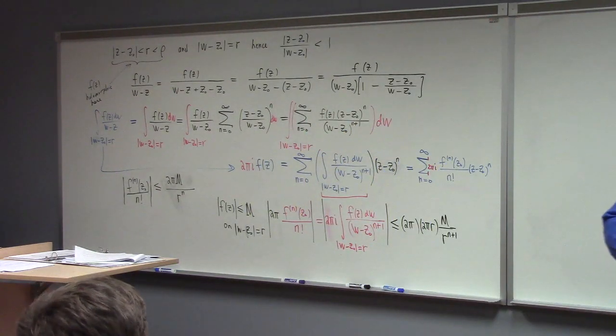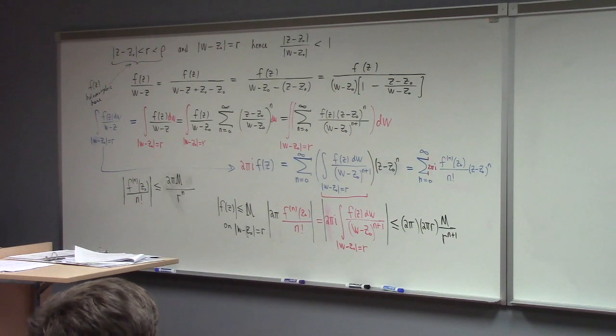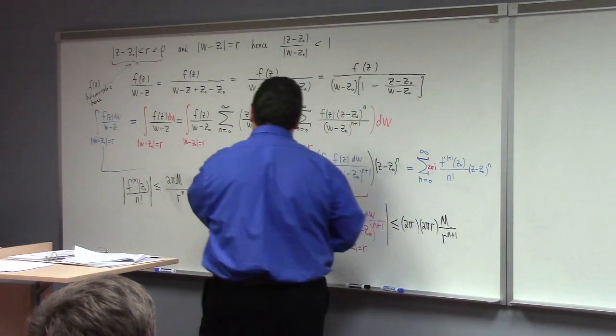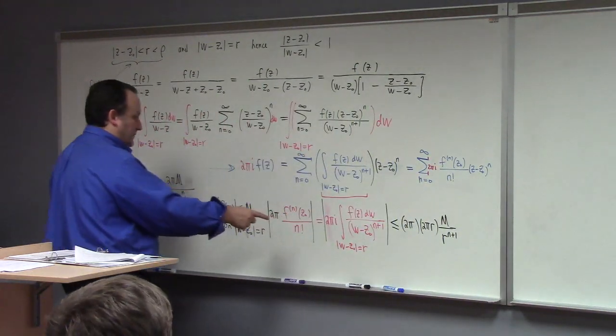Yeah. On the last line, like the last equation, where did the 2 pi i come from in front of the integral? This one? No, the one to the right there. Yeah, that one. Yeah.